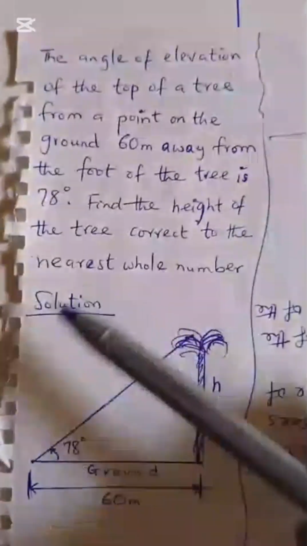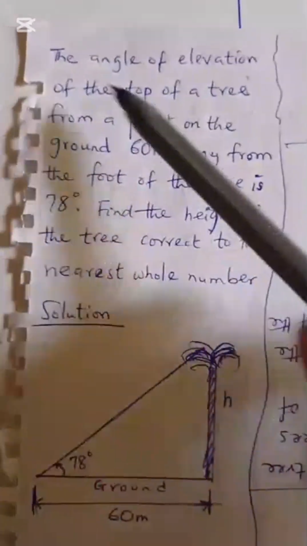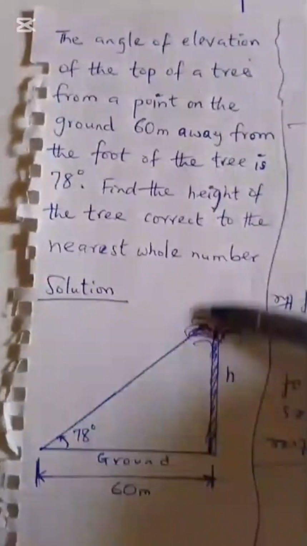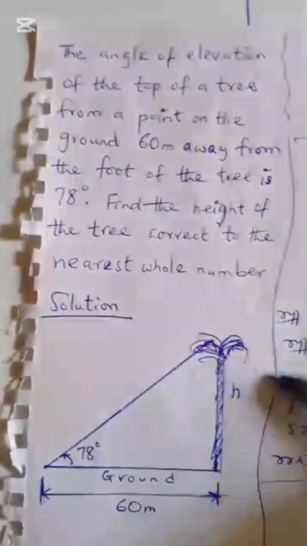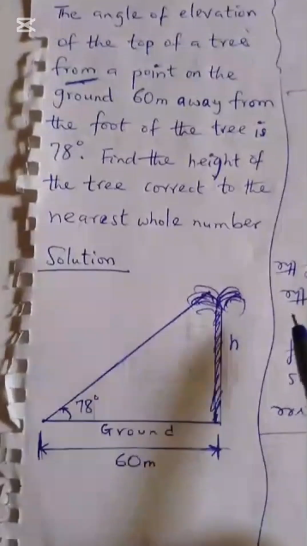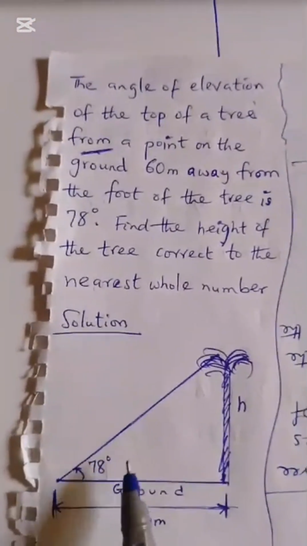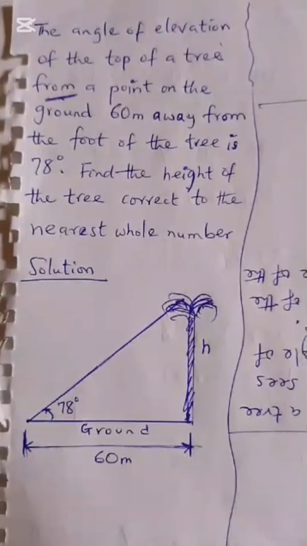So let us visualize the question. The angle of elevation of the top of a tree. So this is our tree, the top of a tree. The key word here is from. Always take note, from where? From a point on the ground 60 meters away. So this is the ground, 60 meters away from the foot of the tree. This is the foot of the tree.